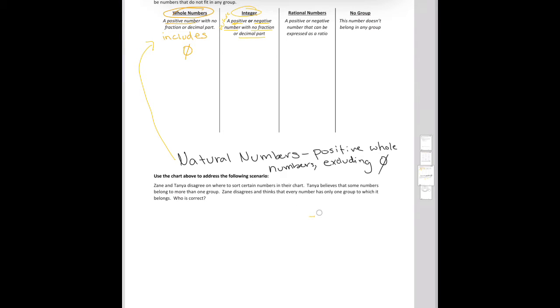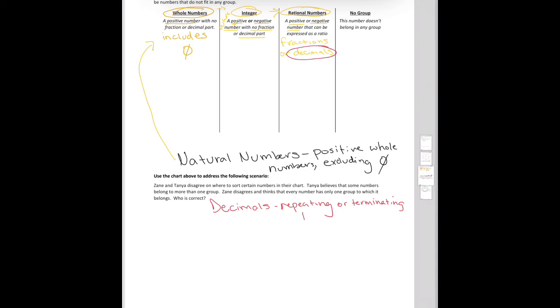And so we have integers, and then next we have rational numbers. So again, the succession moves this way. Rational numbers are positive or negative numbers that can be fractions or decimals, so they do not have to be whole. But the decimals have to be repeating or terminating.